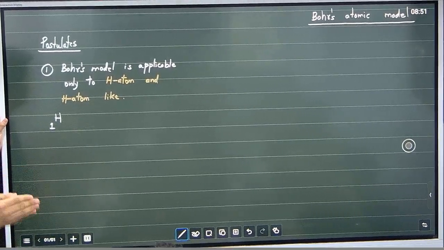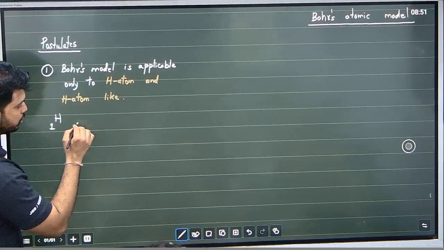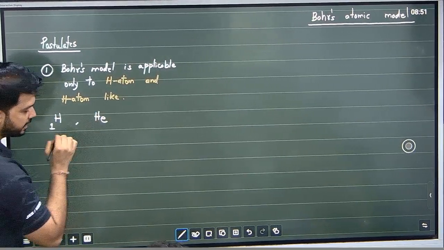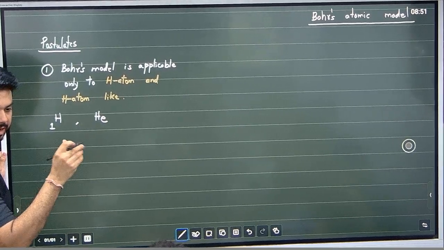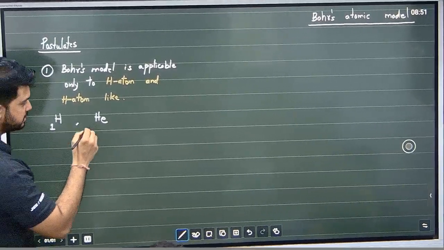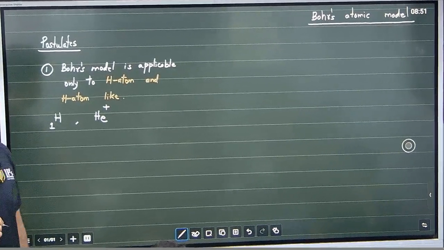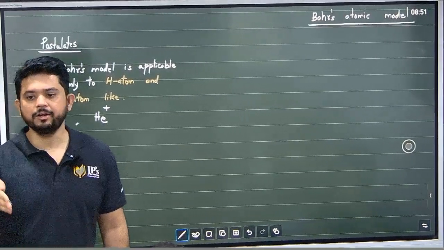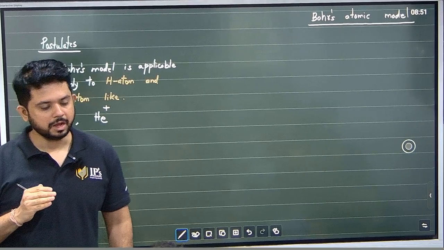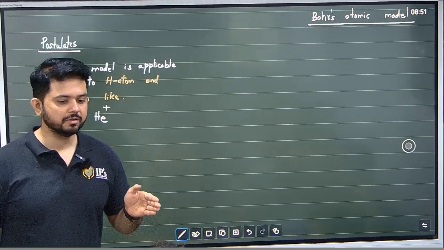Helium has how many electrons? 2. I take that 1 electron, I remove 1 electron from helium. क्या बन जाएगा वो? Helium cation, He plus. This is called as hydrogen like. Hydrogen has 1 electron, He plus also has 1 electron.